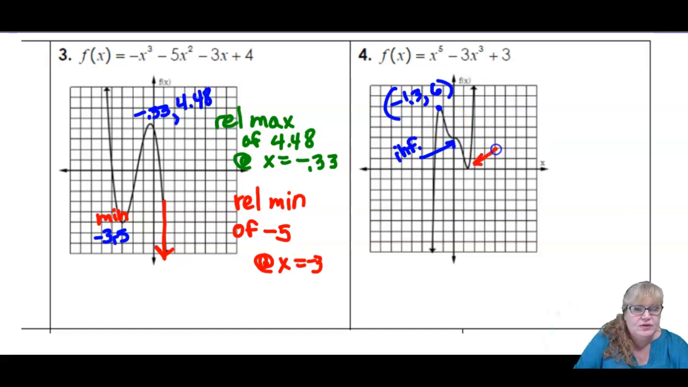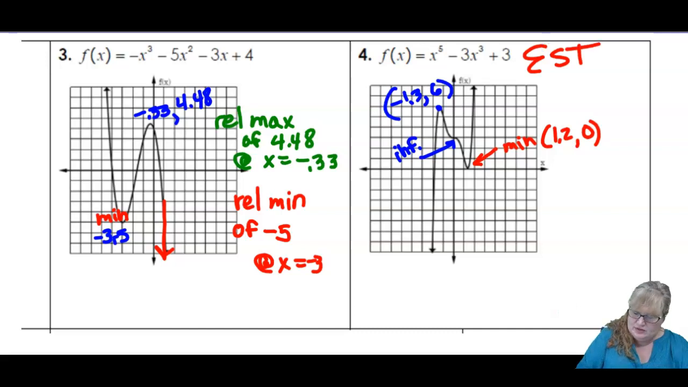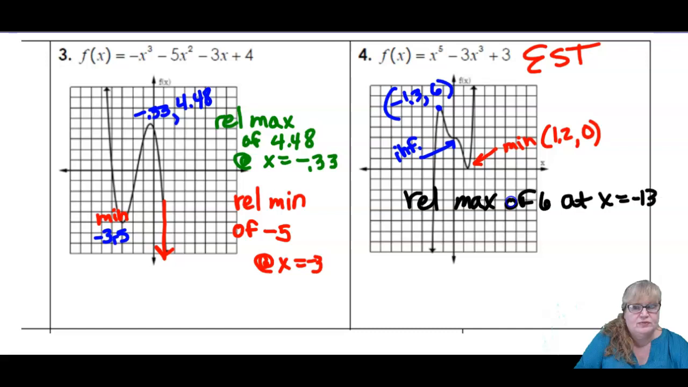And then over here, we have a relative min. And that occurs... I'm going to go with, it occurs at 1.2 and 0. All right, these are estimates because I didn't want to spend time finding them all in the calculator. But you would state it has a relative max value of 6 that occurs at x equals -1.3, whoops, approximately.